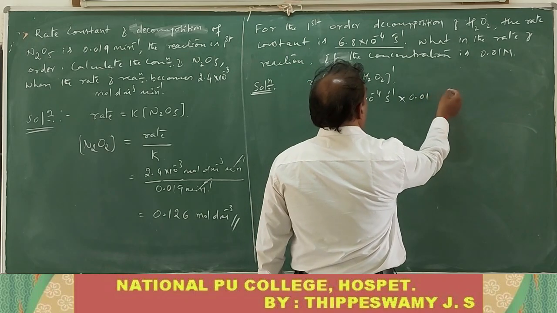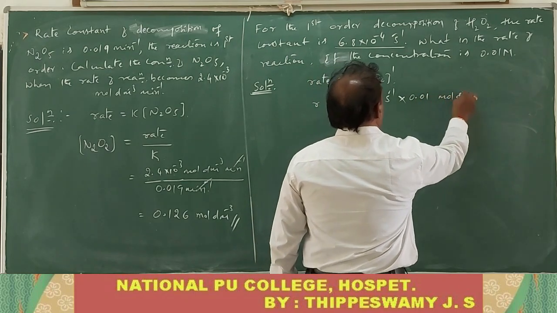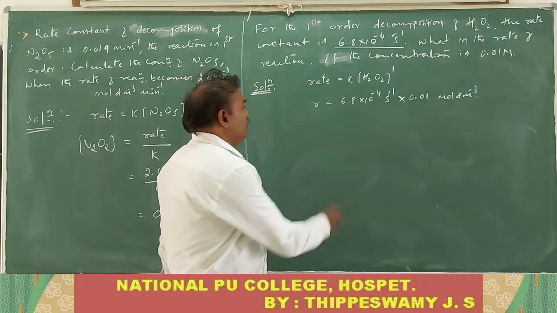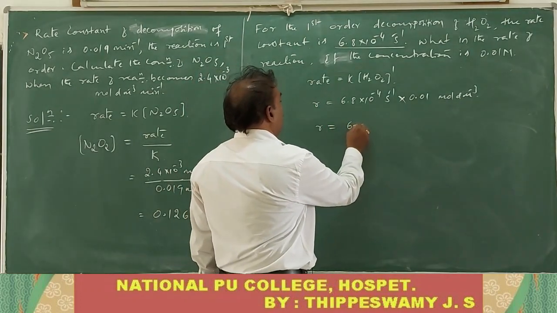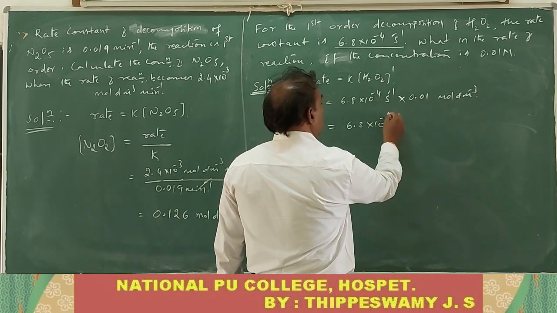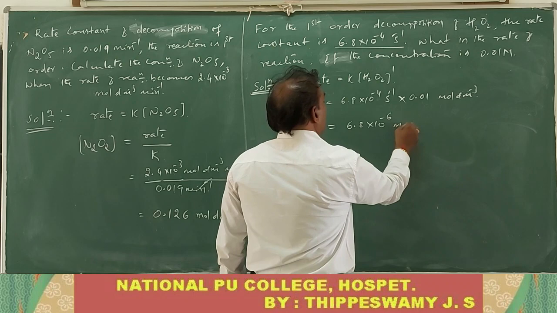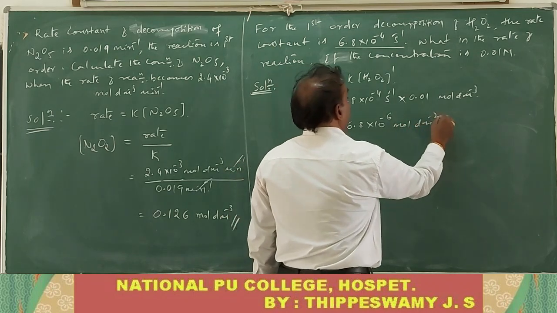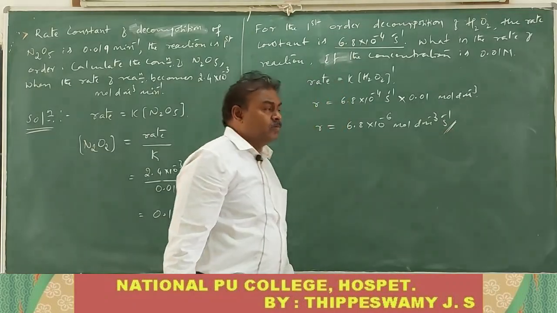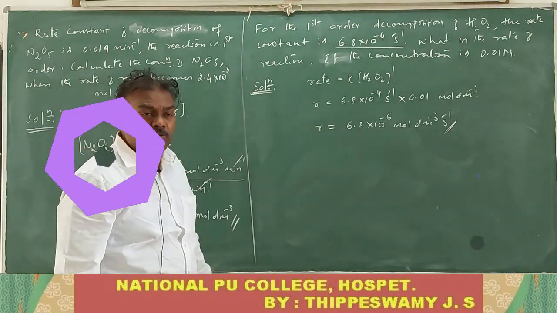0.01 mole per dm cube. Molar concentration is nothing but mole per dm cube. So rate is equal to 6.8 × 10^-4 × 10^-2. It will become 10^-6, that is mole per dm cube per second. So in this way we can solve some examples based on the rate of reaction.